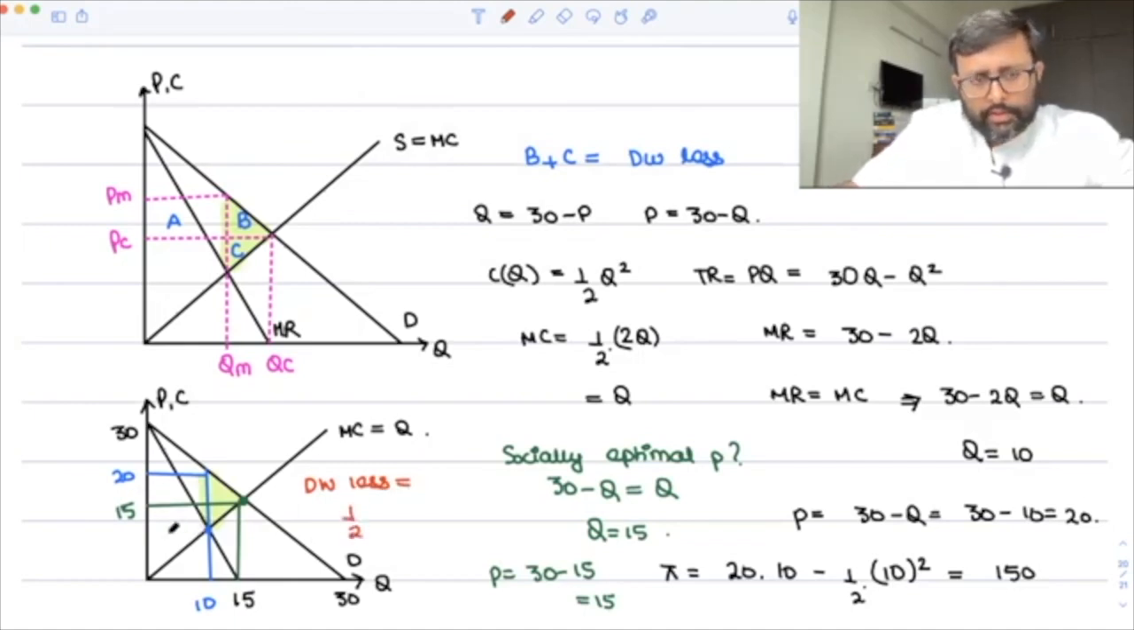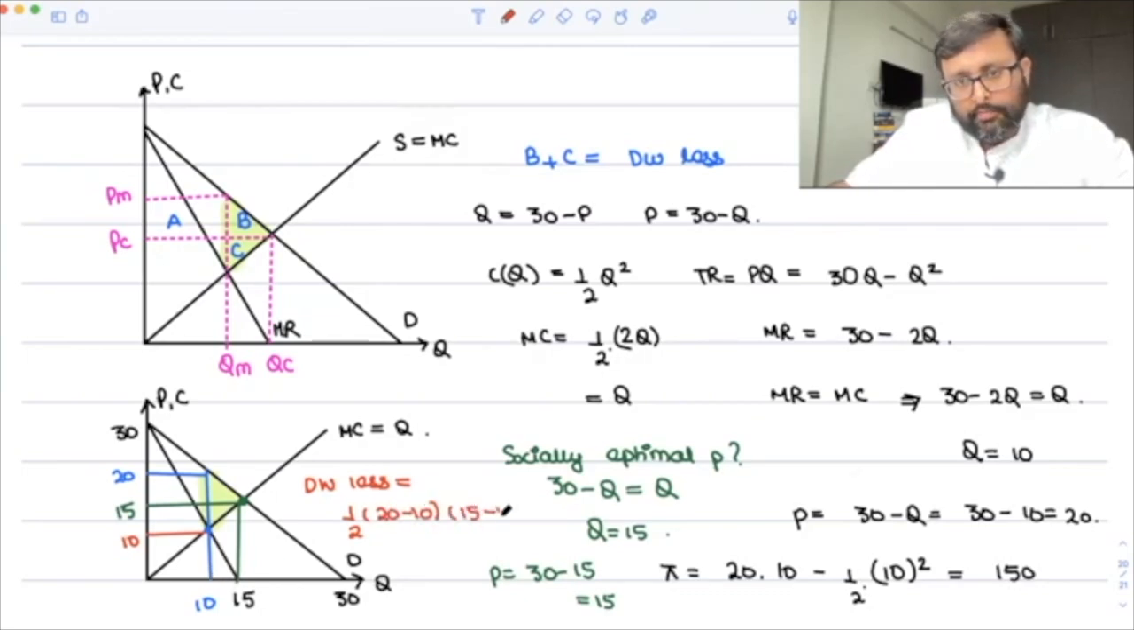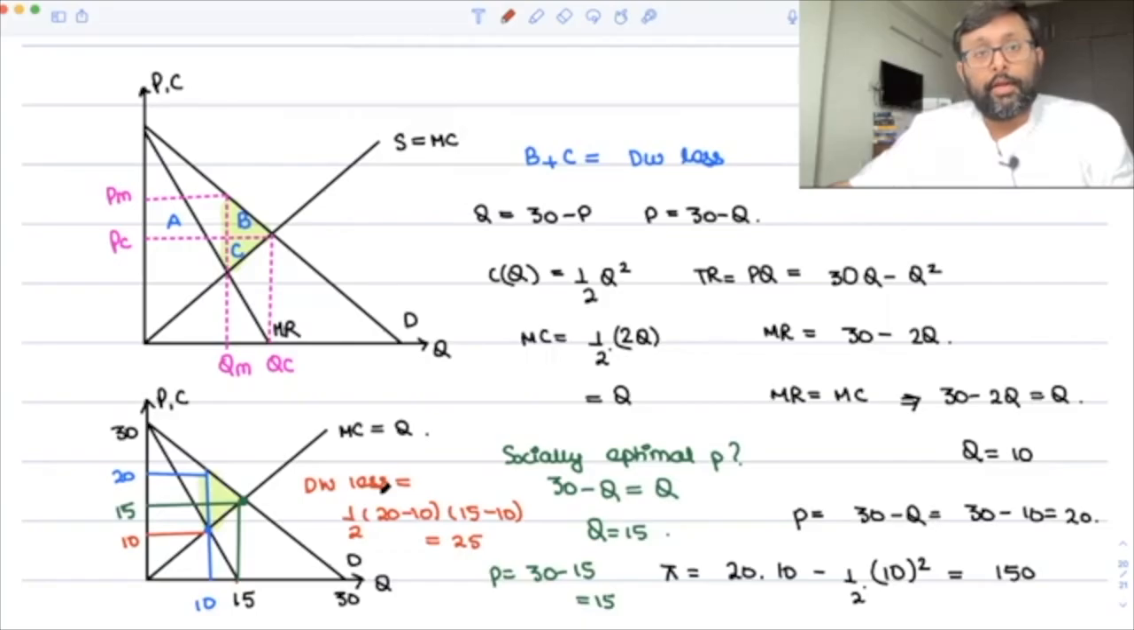Okay, what is going to be this thing? So at Q equal to 10, MC is going to be equal to 10. I need this point also. So the base of the triangle is what? 20 minus 10. Height of the triangle is what? 15 minus 10. And this thing comes out to be 25. This is the deadweight loss of the monopoly, right?